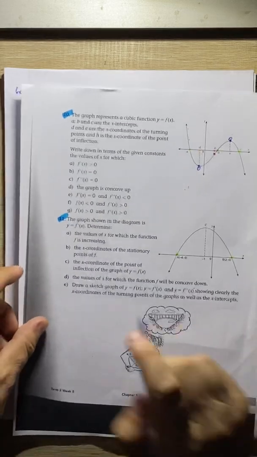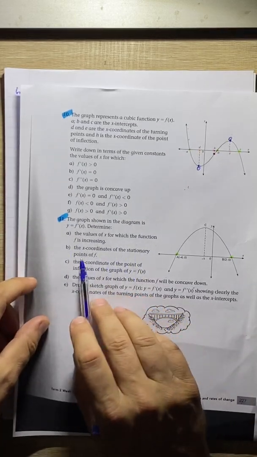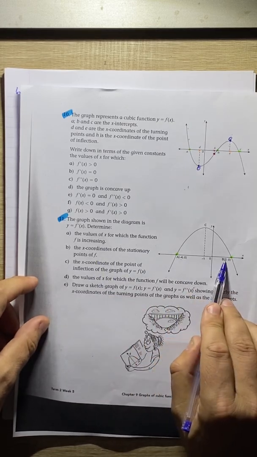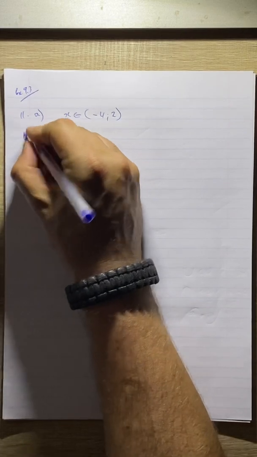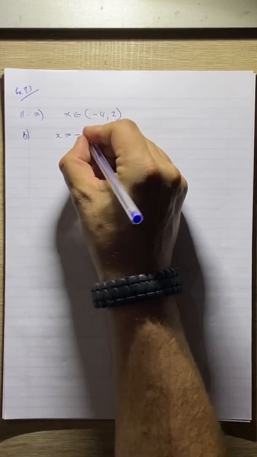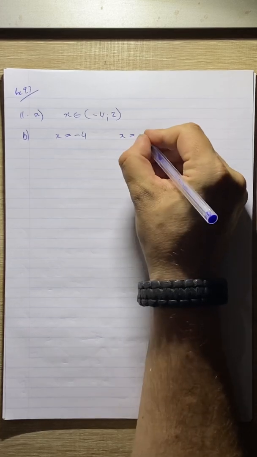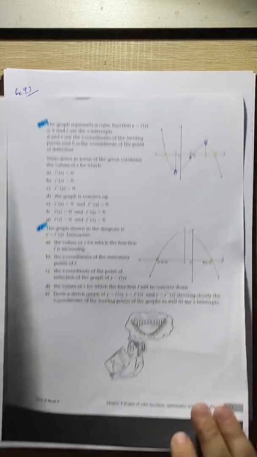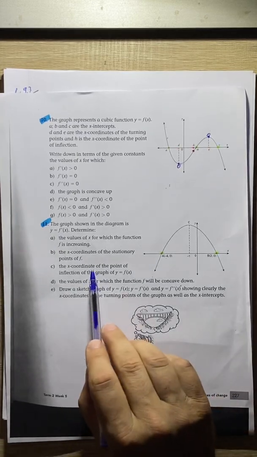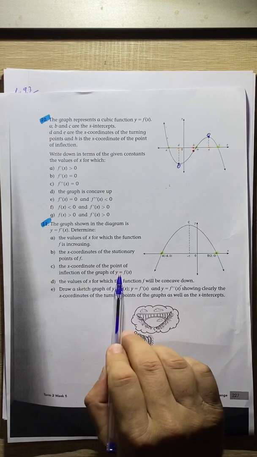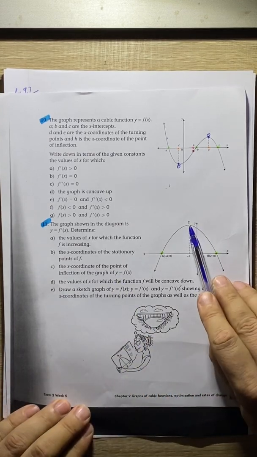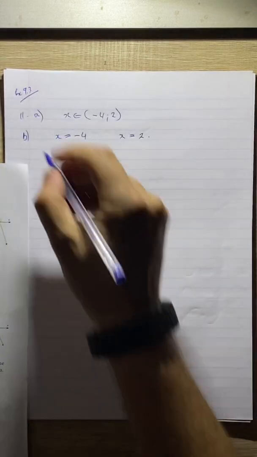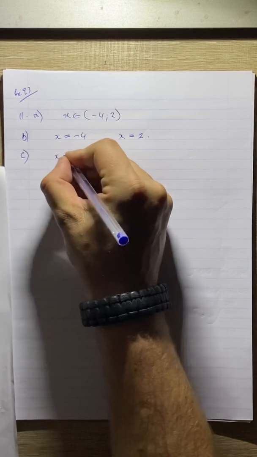Right, question B, the x coordinates of the stationary points of f. So it's -4 and 2. So for question B, we get x is equal to -4 and x is equal to 2 are the stationary points of the original one. Okay, so the next question C, the x coordinate of the point of inflection of f of x. So there's our point of inflection, the turning point for the f dashed. So it is -1.